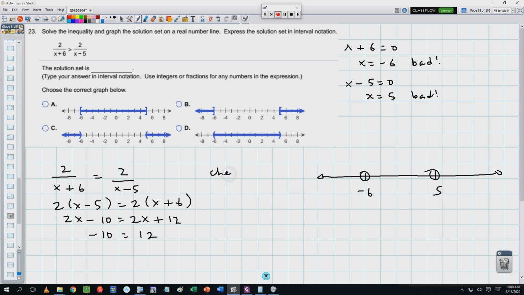So I am going to check 0. So 2 over 0 plus 6 greater than 2 over 0 take away 5. So is 2 over 6 greater than negative 2/5? You betcha. So I will shade where 0 is, and I will avoid the others. So I am shading D right here. And my interval notation is parentheses negative 6 to 5.